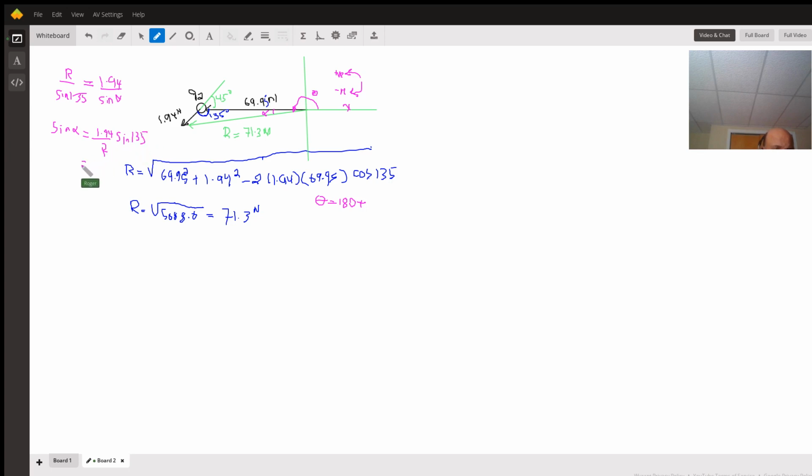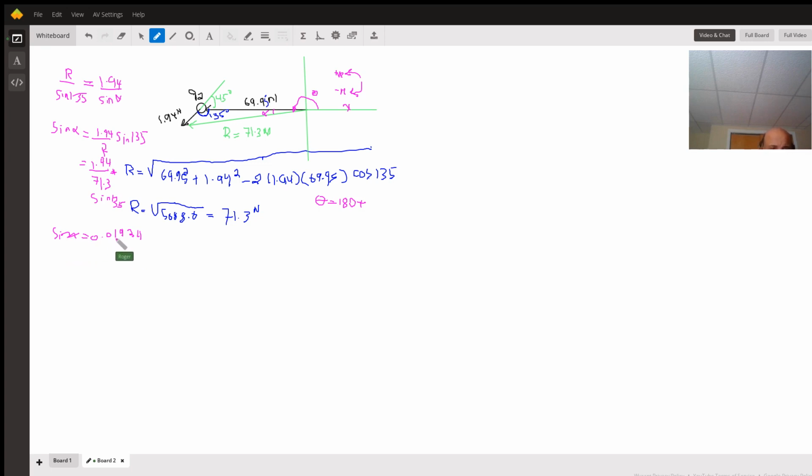Okay. So 1.94 over R, what's R? R is 71.3, times sine 135. I have to calculate it. So it will be 1.94 divided by 71.3 times sine 135. I got 0.01924. Therefore, how do I find alpha?